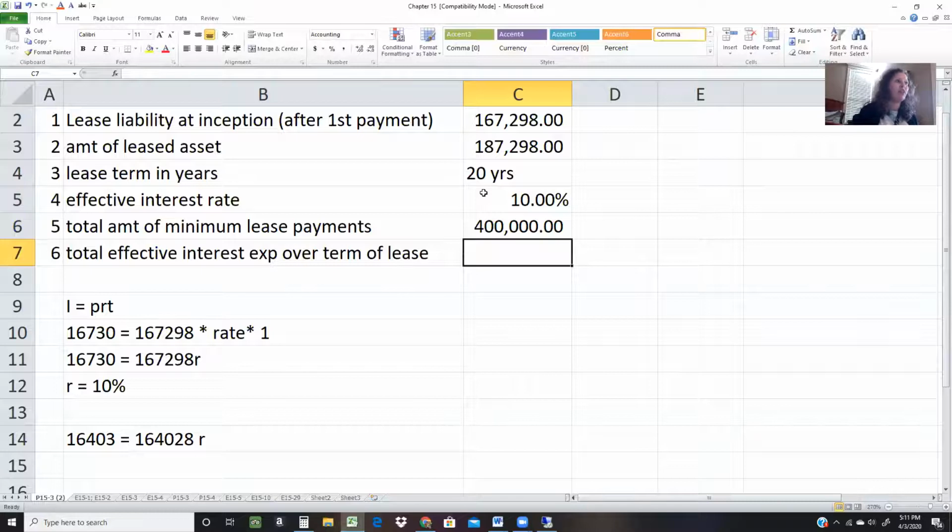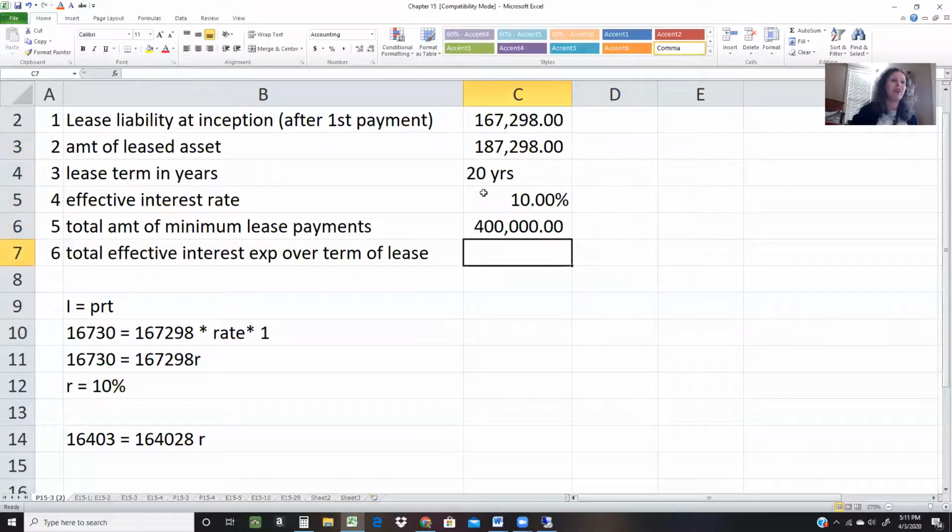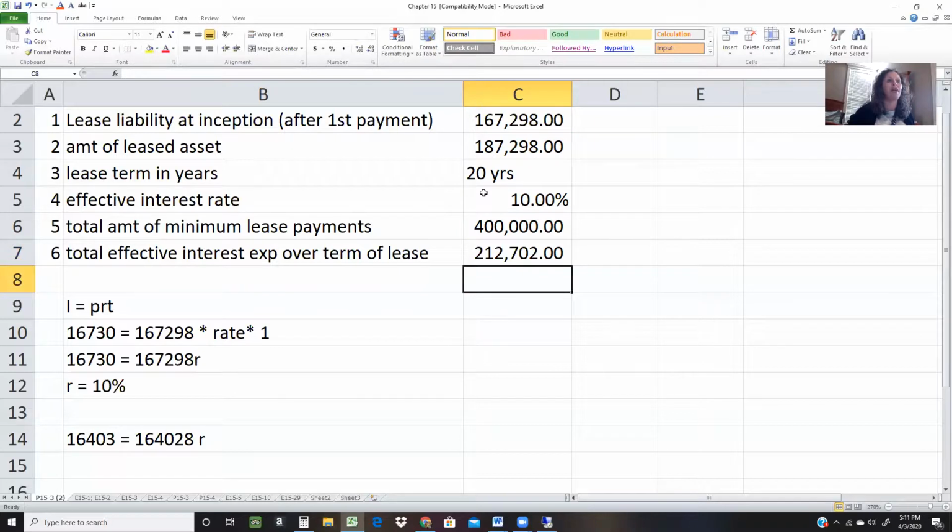And then it wants to know what is the interest expense over the term of the lease. Well, this is what you're actually going to pay. And you originally only borrowed 187. So if this was Excel, I could just highlight or I could just add up all of the interest numbers, but they don't show them all to you. There's a bunch of them missing between 2023 and 2035, so you can't just add them up. But this is how much you paid, and this is the amount that you originally borrowed for the leased asset. So the total amount of interest is $212,702.